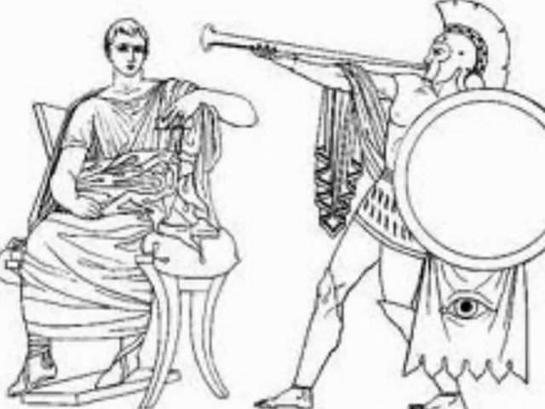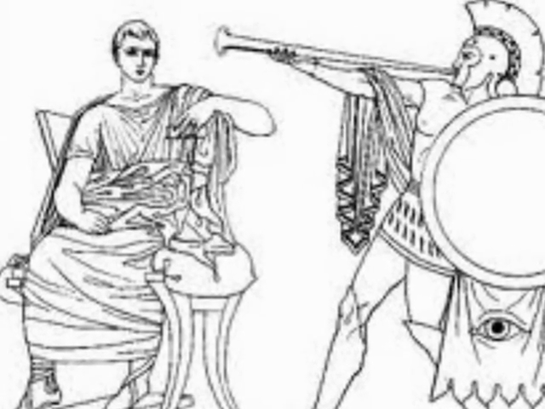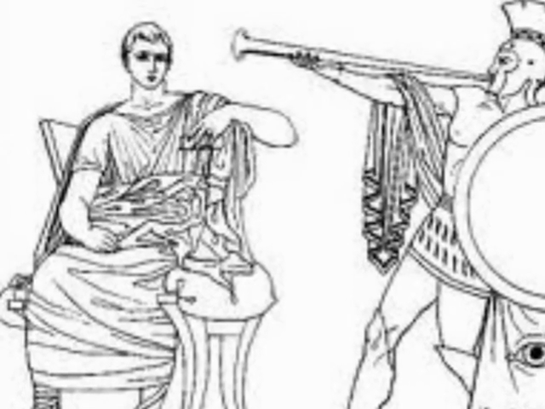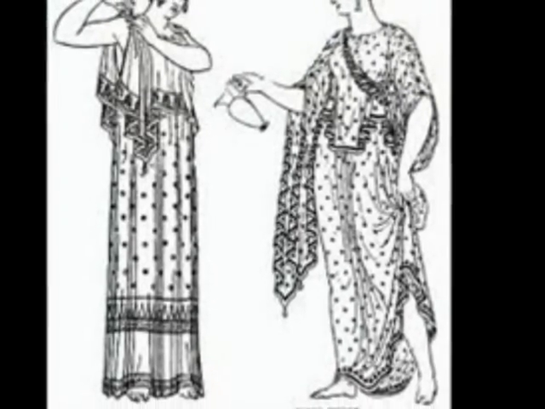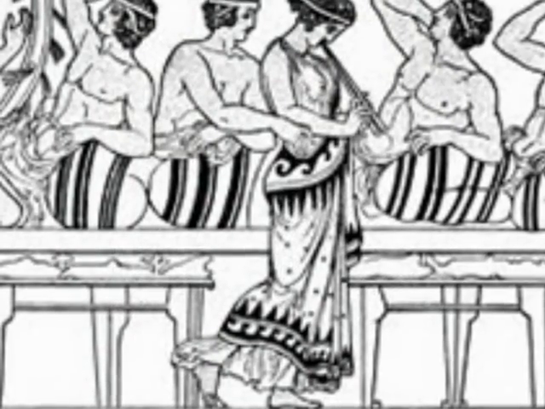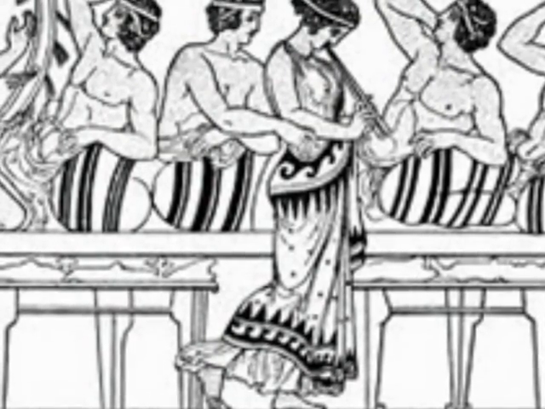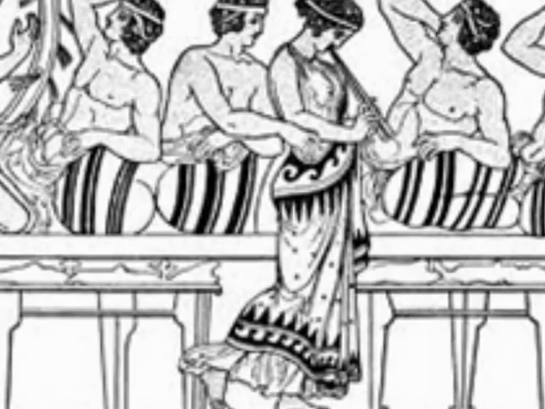The unit we're on is classical Greece, and I wanted to show you a couple of pictures of what the people looked like. Here's another, kind of like what the ladies wore, and this is what a group of people looked like. Okay, so again, this is classical Greece.